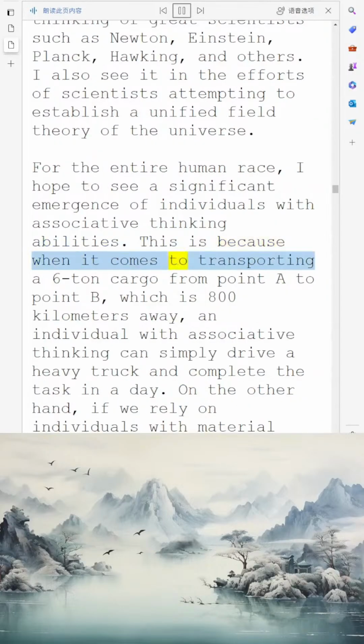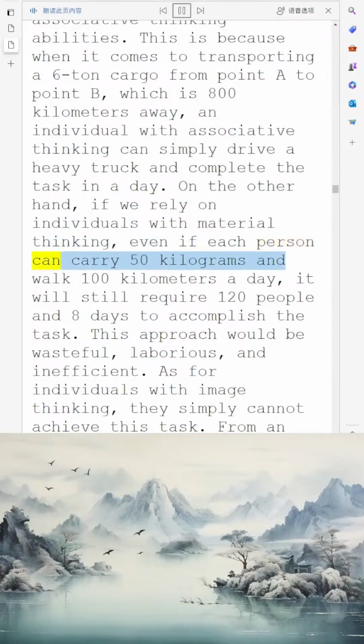This is because when it comes to transporting a 6-ton cargo from point A to point B, which is 800 kilometers away, an individual with associative thinking can simply drive a heavy truck and complete the task in a day. On the other hand, if we rely on individuals with material thinking, even if each person can carry 50 kilograms and walk 100 kilometers a day, it will still require 120 people and 8 days to accomplish the task. This approach would be wasteful, laborious, and inefficient. As for individuals with image thinking, they simply cannot achieve this task.